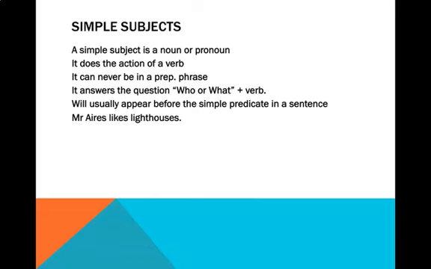Let's do a sample here. So the verb in that sentence is likes. Who or what likes? And you can even add the extra information if it'll help you. Who or what likes lighthouses? Mr. Ayers, that's your subject.